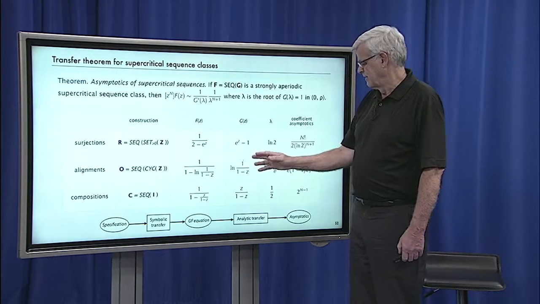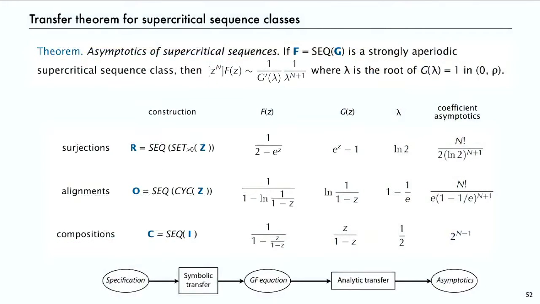Compositions, that's the one we've done. G of z is z over 1 minus z. Where's that equal to 1? At 1/2, boom, 2 to the n minus 1.